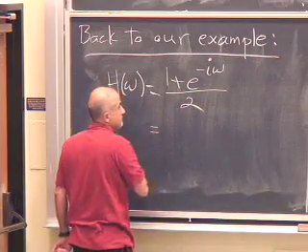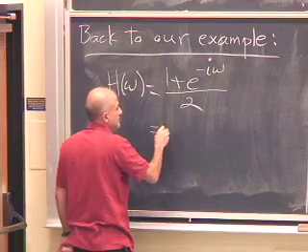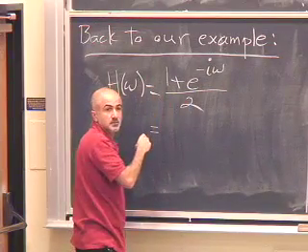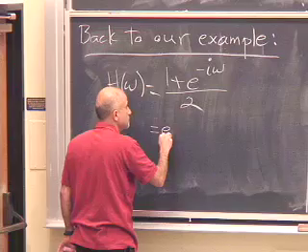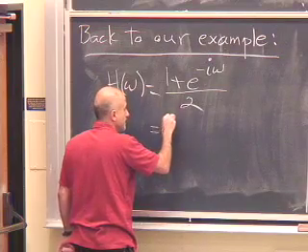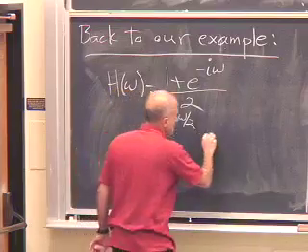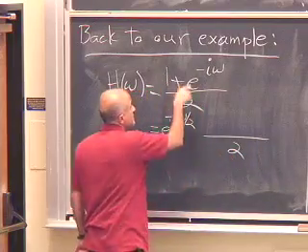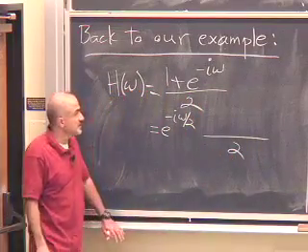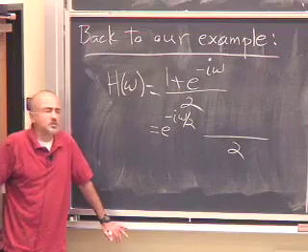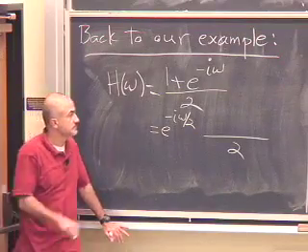How do I do that? What do I pull out? e to the negative i omega over 2. If I pluck that out, what do I get in the fraction? 10 seconds. No, 10 seconds. Do it.